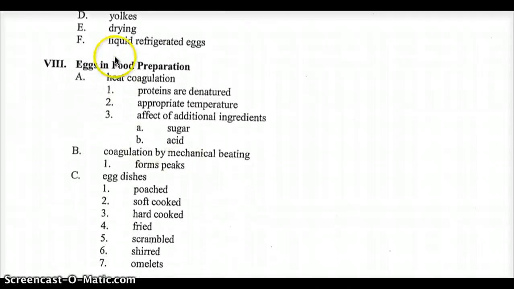Eggs and food preparation. You need to know your egg dishes. Poached, soft cooked, hard cooked, fried, scrambled, stirred, and omelets. This isn't too important. Know your effective additional ingredients such as sugar.